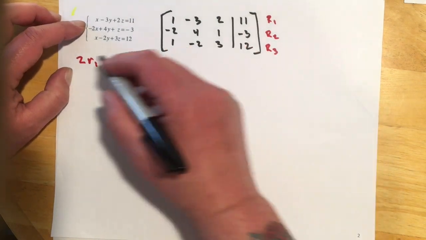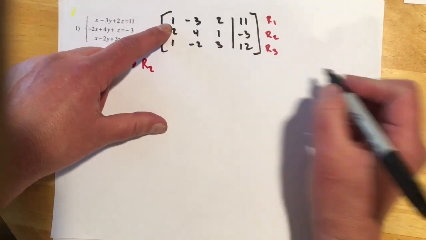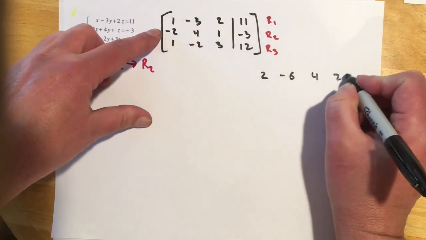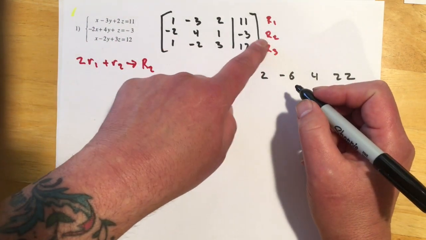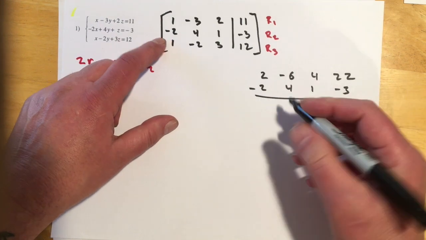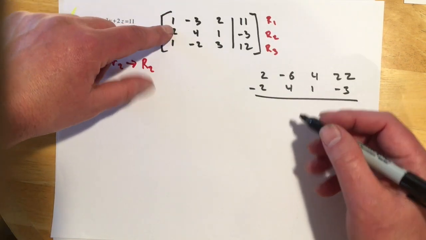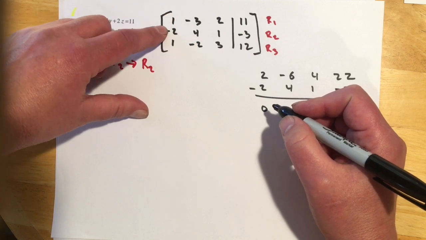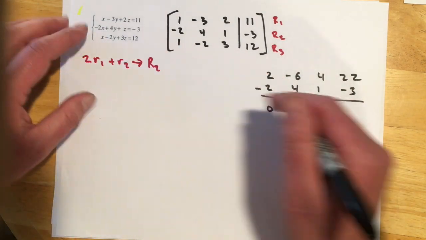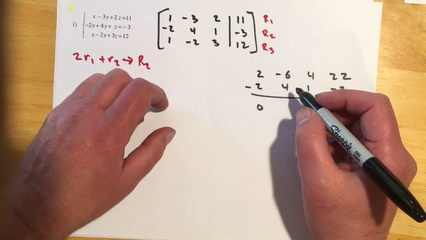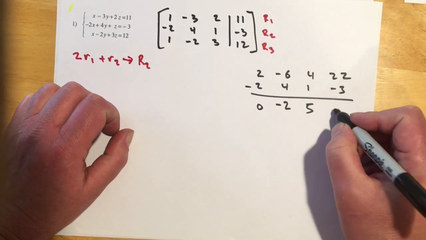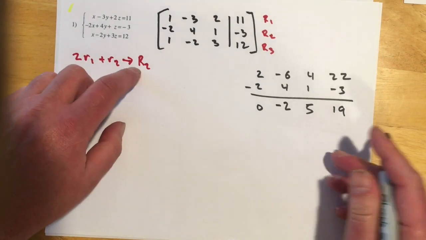So 2 times row 1 is going to be 2, negative 6, 2 times 2 is 4, and 22. And then we're going to add to that row 2, so negative 2, 4, 1, negative 3. And so like I said, you could kind of go 2 in your head. 2 minus 2 would make 0. So you can do all this arithmetic in your head and just put this straight into the matrix if you want. Here we got negative 6 and 4 makes negative 2, 4 and 1 for 5, and then this makes 19. So that's going to be my new row 2.